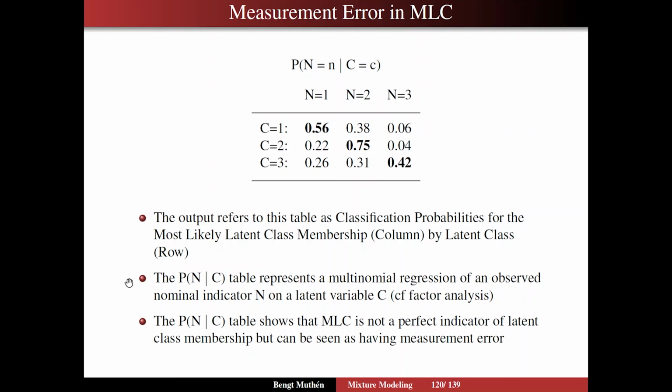Well, that table really represents a multinomial regression of an observed indicator n on the latent variable c. So compare that with factor analysis. So n is like a factor analysis indicator, and we're seeing it as a measurement error prone indicator of latent class membership. The table shows, as I say in the last bullet, and we've said before, that n is not a perfect indicator of latent class membership. We don't have 1, 0, 0, but it can be seen as having measurement error or classification error.